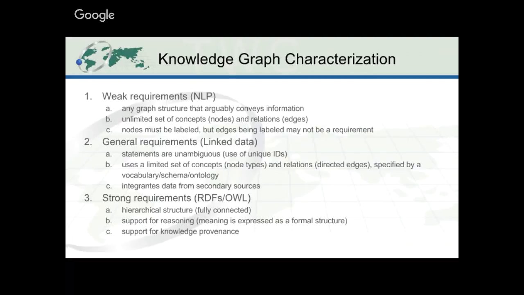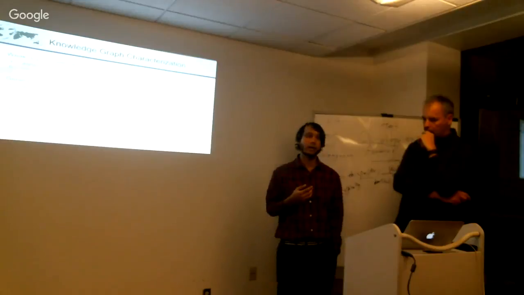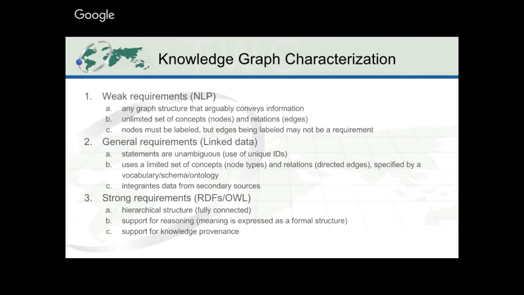So we pretty much surveyed the literature and looked for some features that we saw in how authors describe knowledge graphs. And we decided to organize them into some kind of points: maybe these are some weak arguments for why this might be considered a knowledge graph, here are some general arguments, and some strong arguments. So we formulated those in terms of requirements.